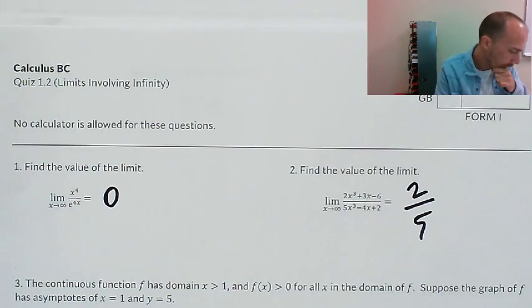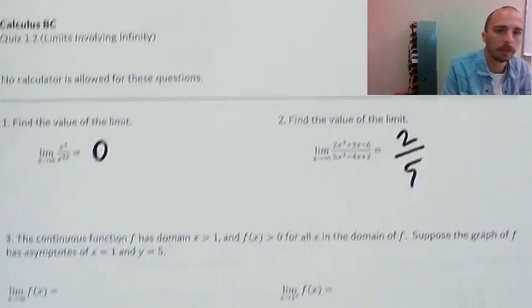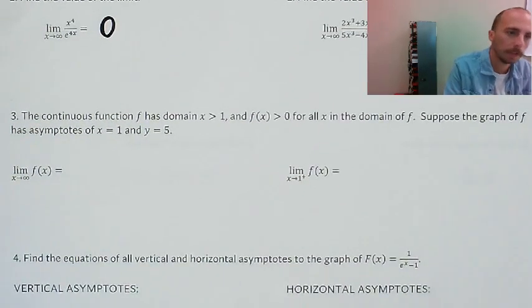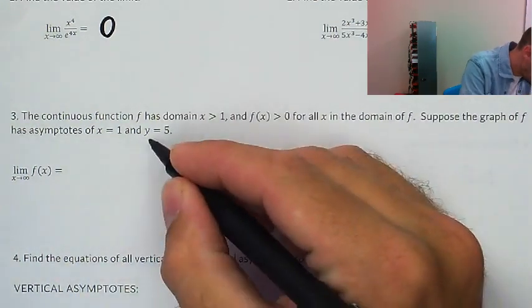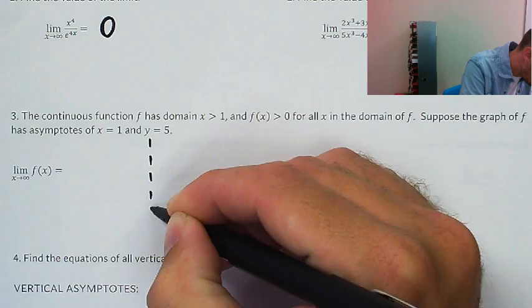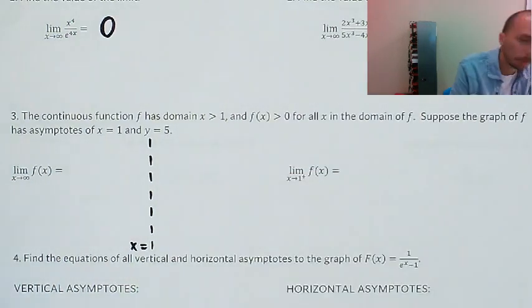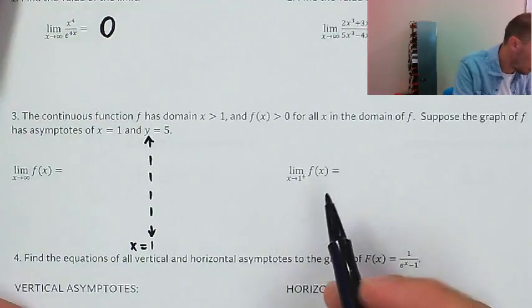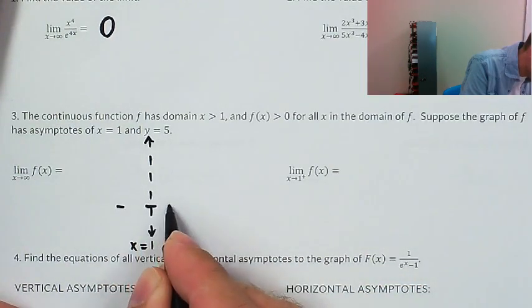F is a continuous function with domain x bigger than 1, and f is always positive in its domain, and that graph has asymptotes x equals 1 and y equals 5. Okay, I'm going to try to draw a little picture for you. This is going to just be x equals 1. There's that vertical line. And then I'm going to come across with y equals 5, maybe about here.